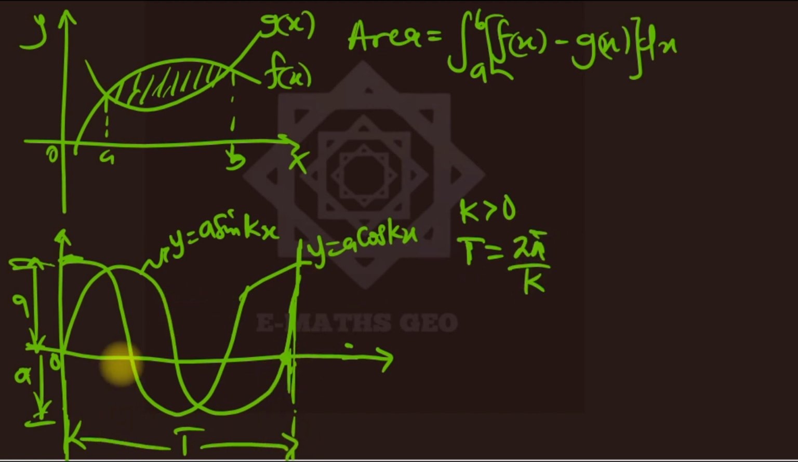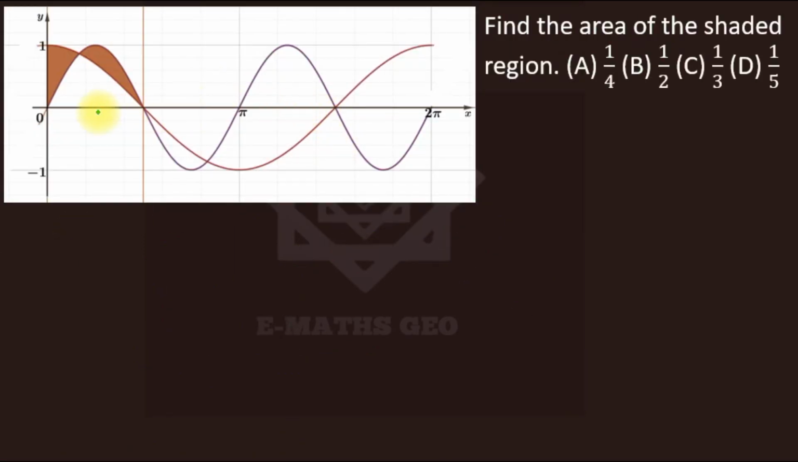So we need to get the period for each of the graphs, and how do you do it? We use 2 pi over k. In this case, we are given the periods, so we need to get k. We have two functions here, a sine and a cosine graph, so we need to get the exact graphs. For the first graph, which is cosine, it starts from here and ends here before starting again.